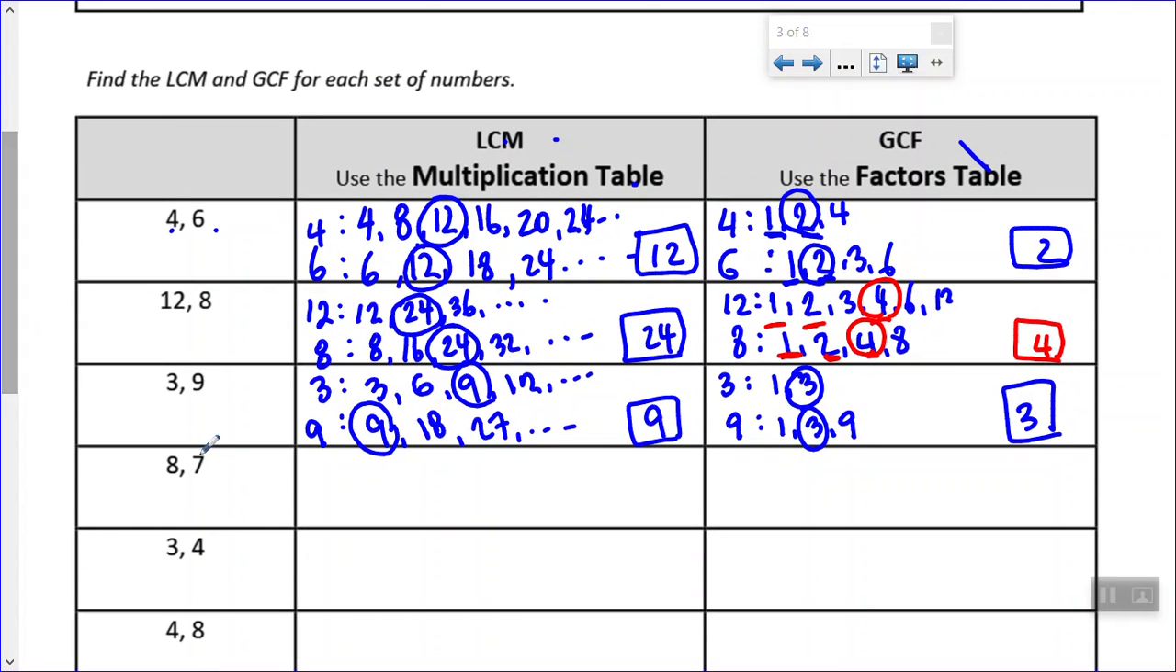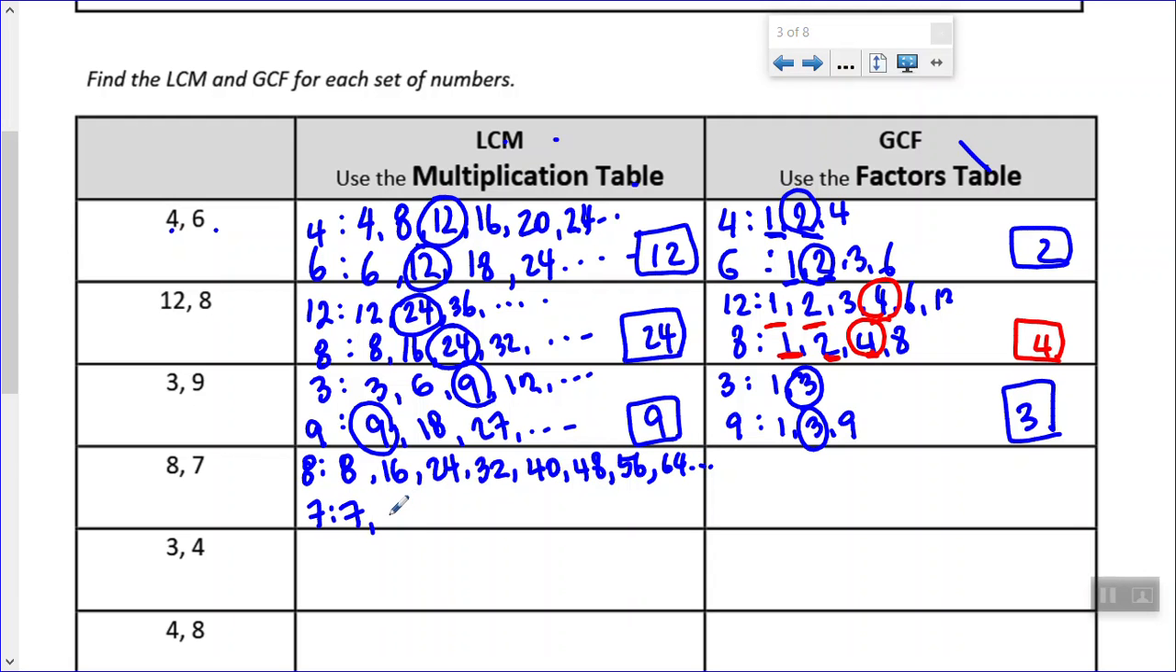And you have 8 and 7. So something you have to know is if one of the numbers is a prime number, then it might be hard to find the LCM, but you will find out. So let's try this. 8 times 1 is 8, 8 times 2 is 16, 8 times 3, 24, 8 times 4, 32, 8 times 5, 40, 8 times 6, 48, 8 times 7, 56, 8 times 8, 64, and goes on.